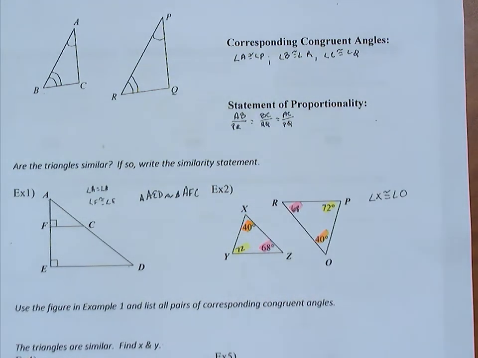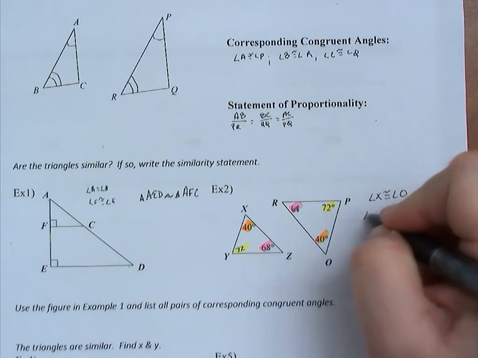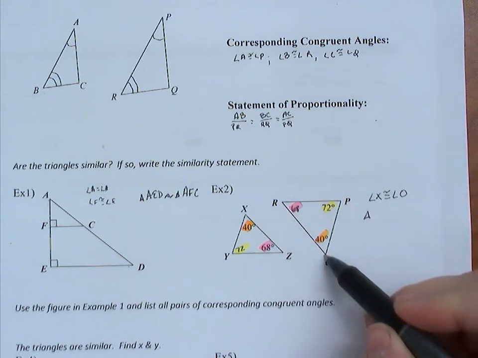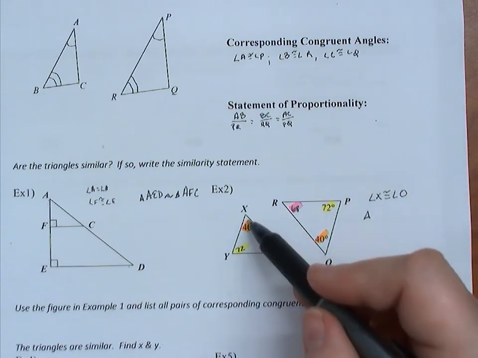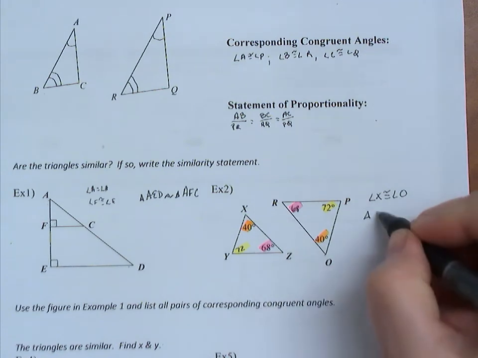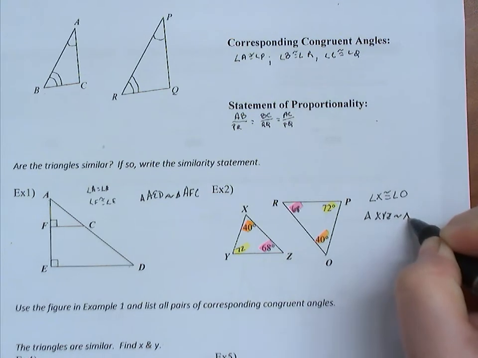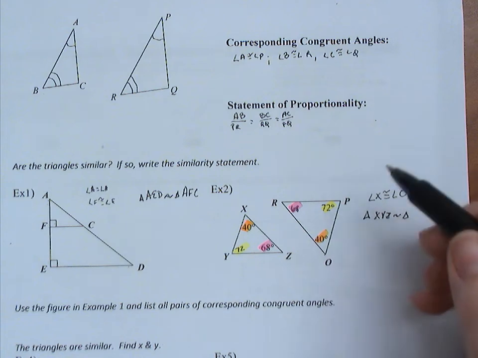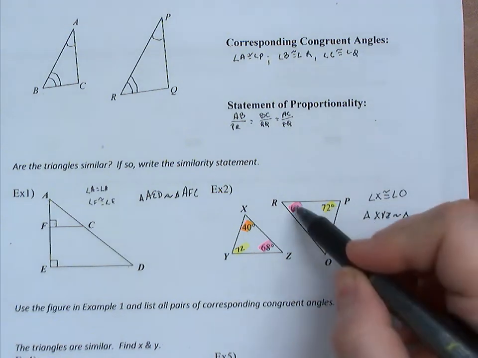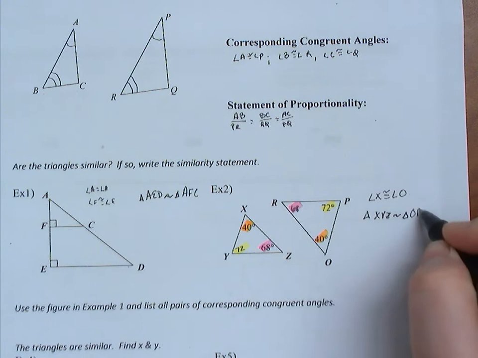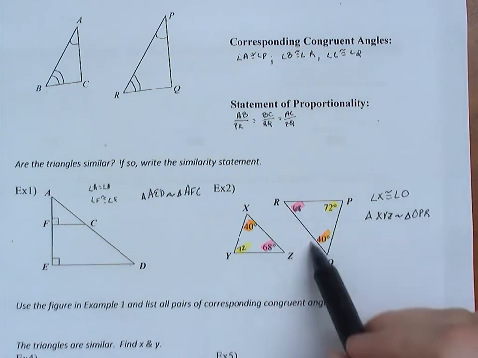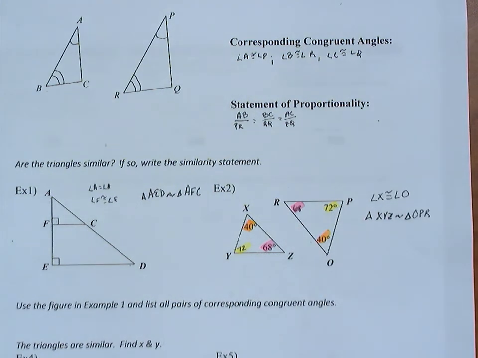So my similarity statement would be triangle XYZ is similar to triangle OPR. And again, it helps me to use the colors to make sure I'm matching up the corresponding pieces.